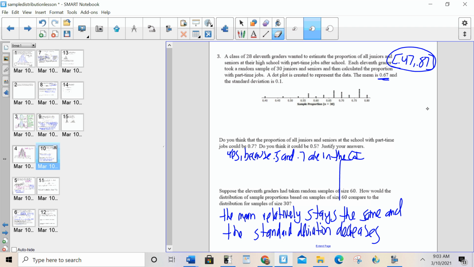If I increase the amount of students that I'm asking, my mean is going to relatively stay the same, and the standard deviation or spread or variability or range is going to get smaller. It's going to decrease.